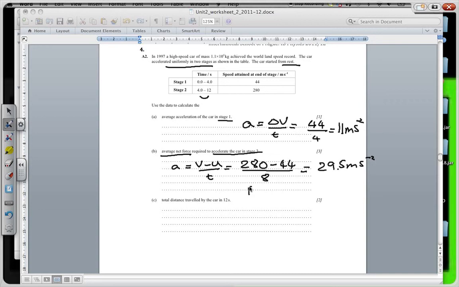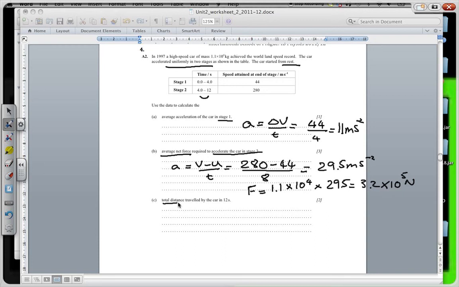Our force is therefore equal to ma. So the mass is 1.1 times 10 to the 4 times the acceleration, which is 29.5, and that will give us 3.2 times 10 to the 5 newtons.